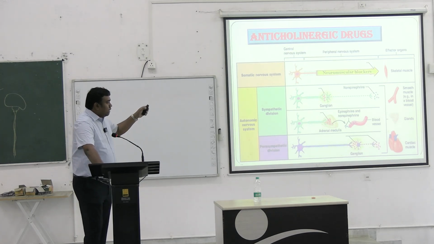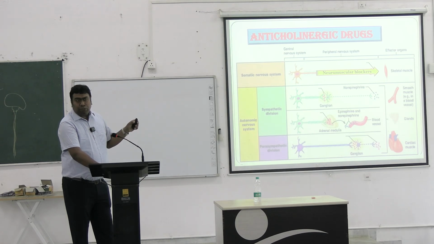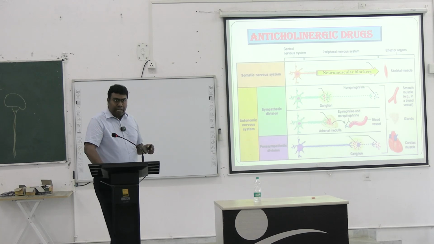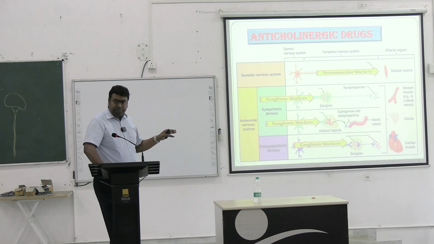Now, the receptor that is blocked, by which type of drugs? Neuromuscular blockers block the NM type of receptor and act as skeletal muscle relaxants. Similarly, ganglionic blockers block the ganglion as well as the adrenal medulla. This is called a ganglion blocker.